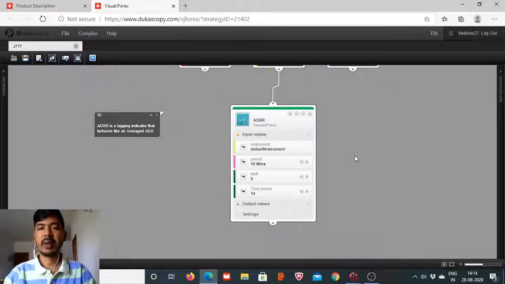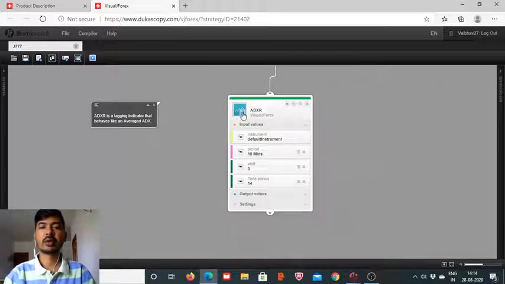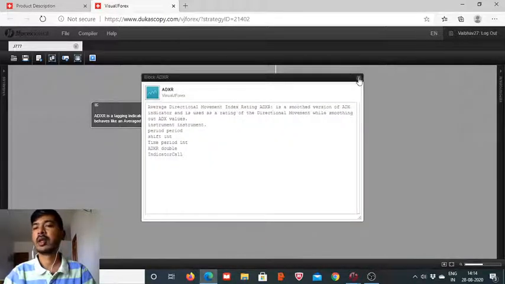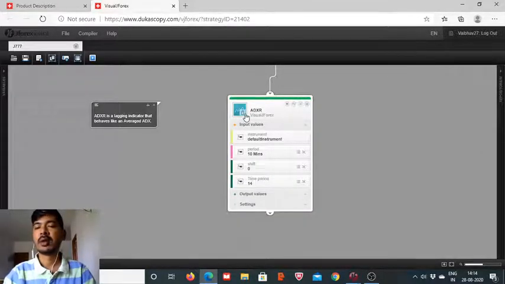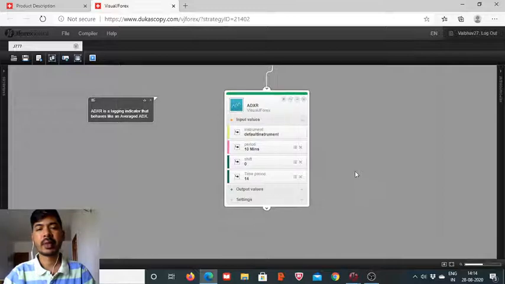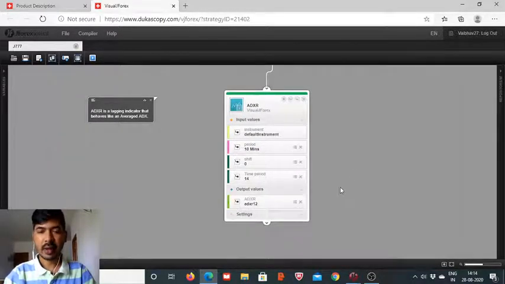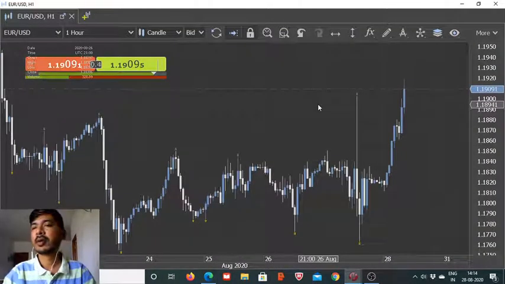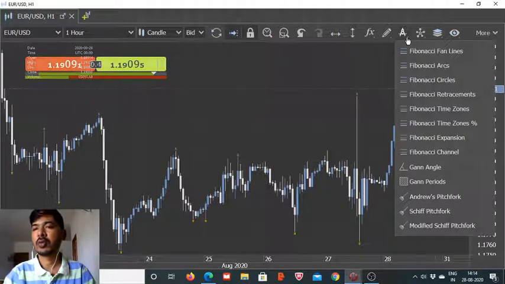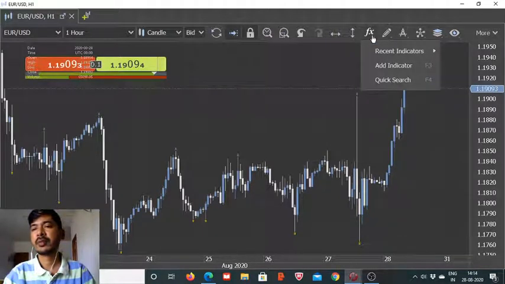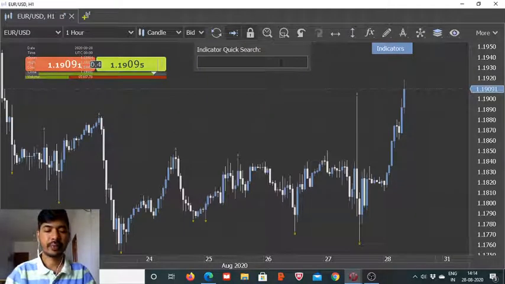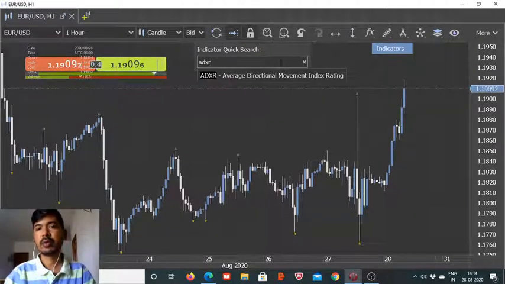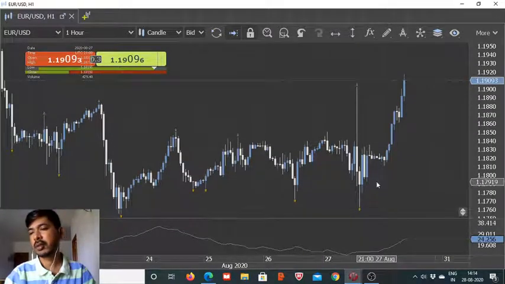Now coming to the parameters, here you will have the short description. Anytime you feel confused, you can just check out the explanation, and for more explanation you can simply search on the internet. Now let us also add this indicator to the chart so that it's easier for us to understand its function and utility. ADXR, all you have to do is search, and here we have this.